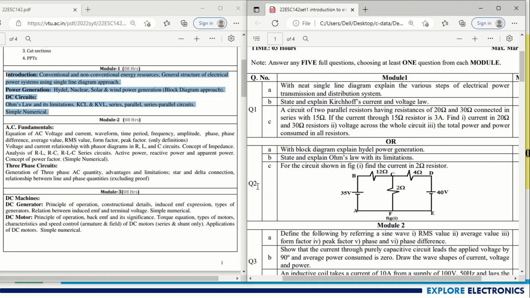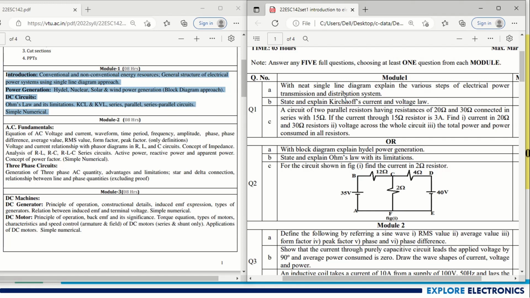If you look at the second question of module 1, again there is a theory question here on hybrid power generation, and then we need to explain Ohm's law. Then we have a problem again on series and parallel circuits. We need to find the current through the 2 ohm resistor. This is how the module 1 questions can be expected.